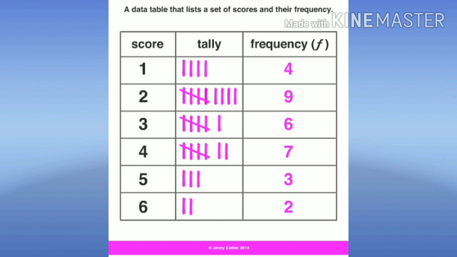Now next, children, 2. Score 2 has repeated 9 times. So in the tally mark column, children, we draw 4 standing lines and the 5th line we draw across the previous 4 lines. So you can easily see the group of 5, children. After a group of 5, we draw 4 more standing lines. Total how many, children? 9. In the frequency column, we write the number 9. In the same way, children, you can write the remaining tally marks and frequencies.